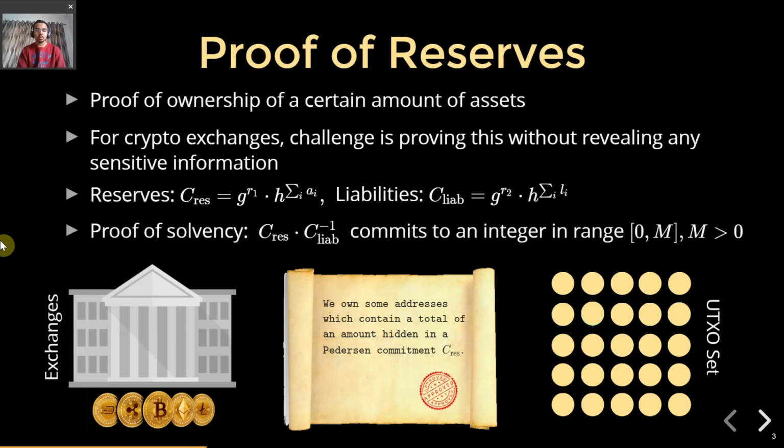Now, if I compute the quantity C reserves times C liability inverse, then as Pedersen commitments are homomorphic, this becomes a Pedersen commitment to the sum of assets minus the sum of liabilities. If the exchange can prove that this Pedersen commitment commits to an integer in range 0 to m for positive m, then the customers can rest assured that the exchange owns at least as much assets as its liabilities, and this whole setup is known as proof of solvency.